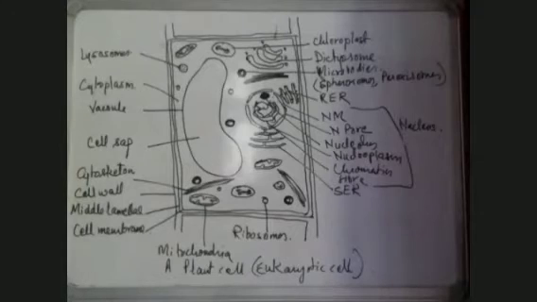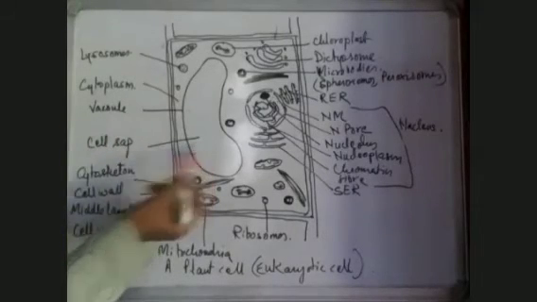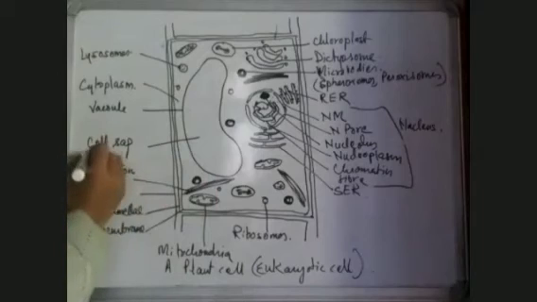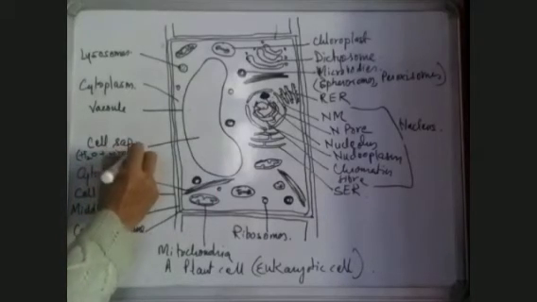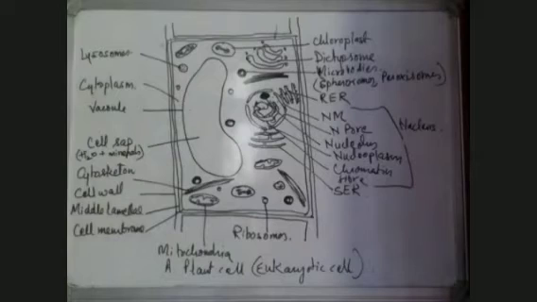This cell sap, it consists of the cell sap which is present inside the vacuole. It consists of water and minerals, H2O plus minerals. So this is cell sap and this is the diagram of plant cell. I think you are able to understand it. Anything which you could not understand in this or anything about which you are not clear, just let me know.